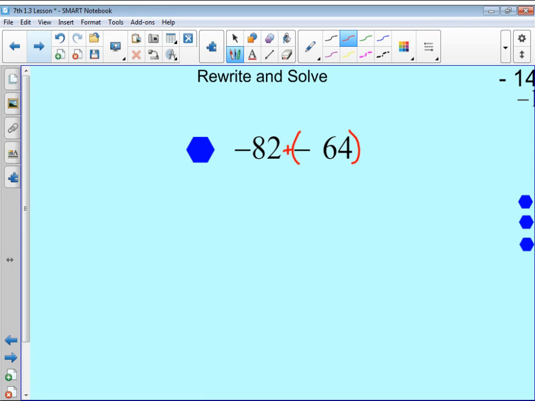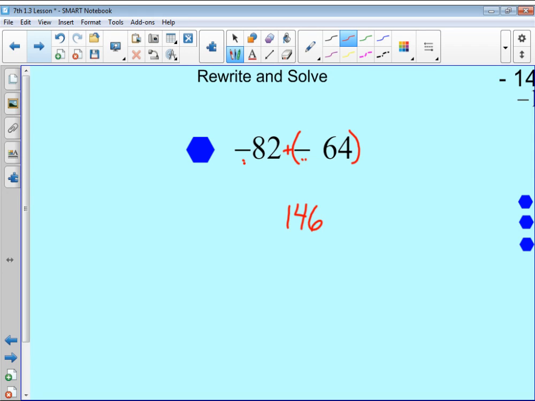So here I have same or different? They're the same. So same symbols, find the sum. Now if you want to use your calculator, that's fine. I'm not checking to see if you can add 82 plus 64. Most of you can do that anyway. So 82 plus 64 is going to give me 146.